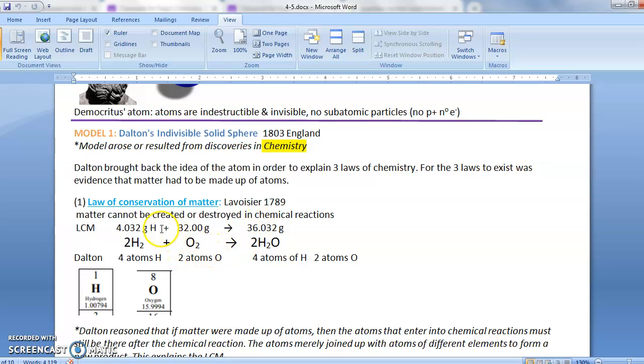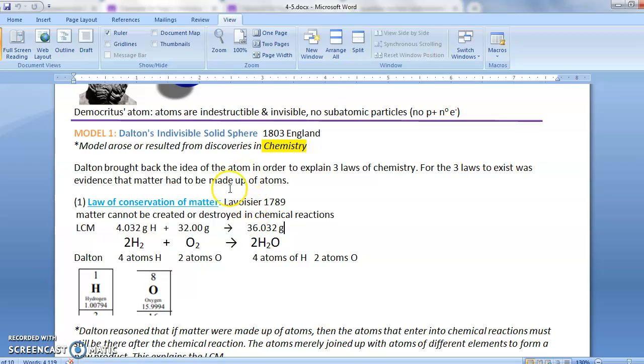So for instance, Lavoisier would say that if we take 4.032 grams of hydrogen and burn it in the presence of 32 grams of oxygen, we would have 36 grams of water produced. So it went 4 grams, 32 grams, we would make 36 grams. Whatever mass went into the reaction came out. And by the way, this is the equation for the production of water through burning hydrogen. But whatever mass goes in must come out.